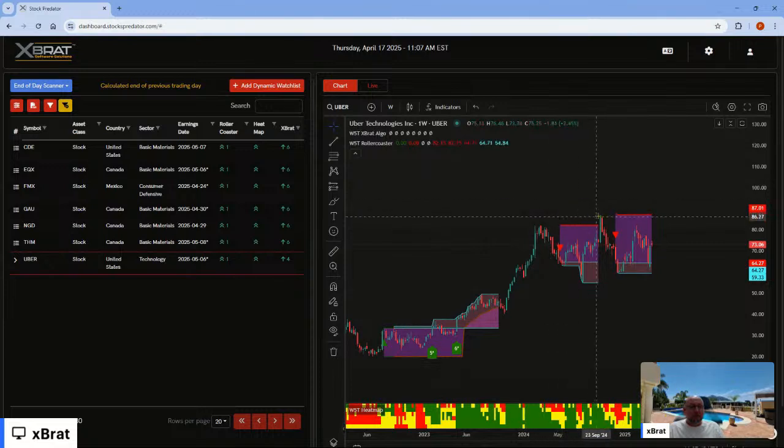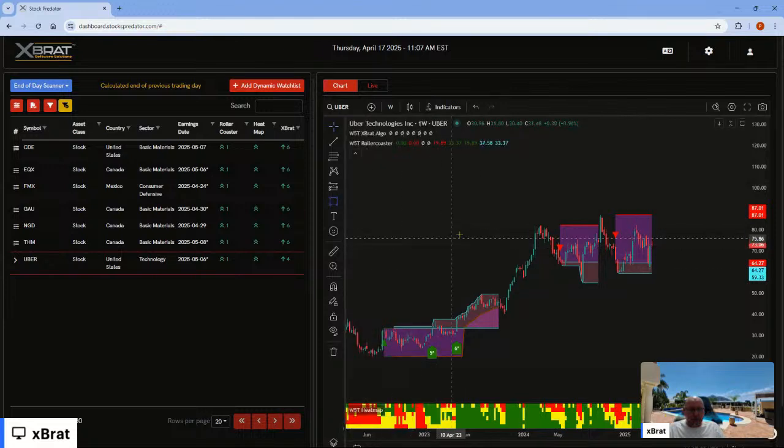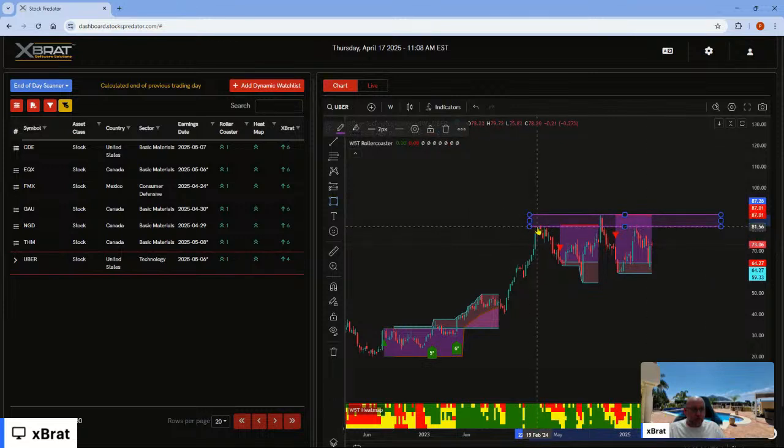So first of all, I can see here there's a pivot, and there's a pivot here and a pivot there. So for me, at this point, all I've got to do is go onto my drawing tool and connect the dots, okay?